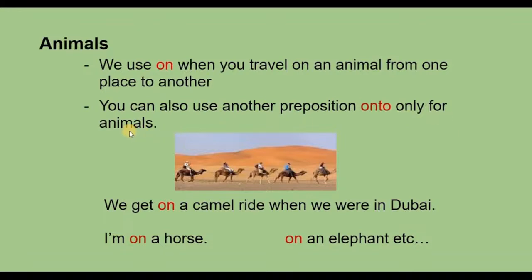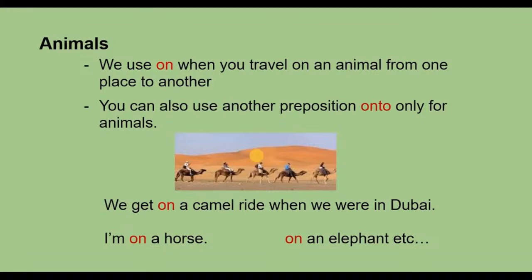Okay? So, for example, animals now is not just vehicles, yes? There are people who also are on a horse or on a camel, like in Dubai. Yes, we do have a camel ride, and in many places we have a horse ride to get from one place to the other.